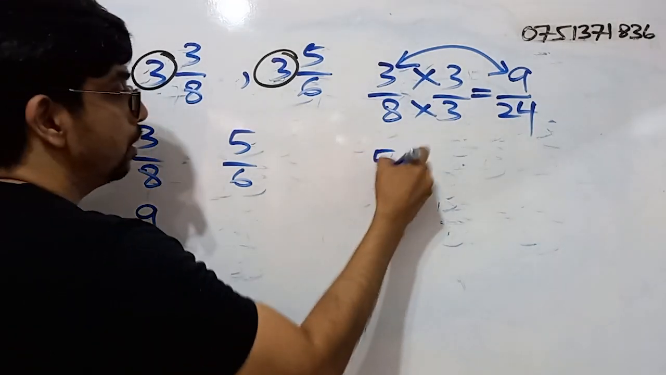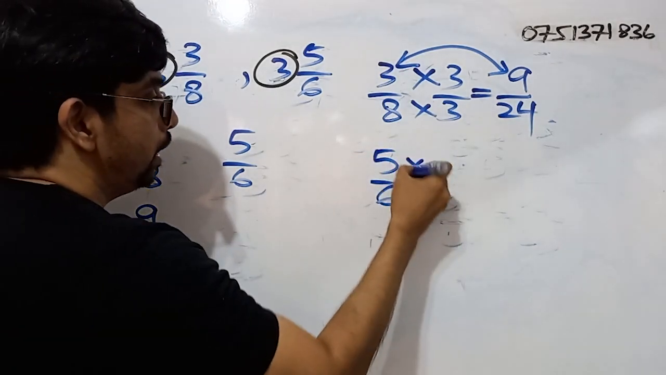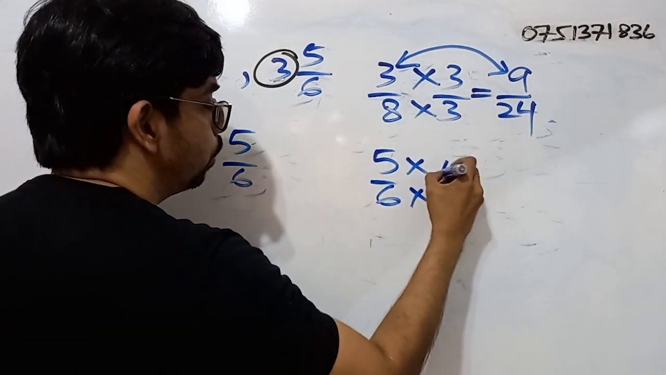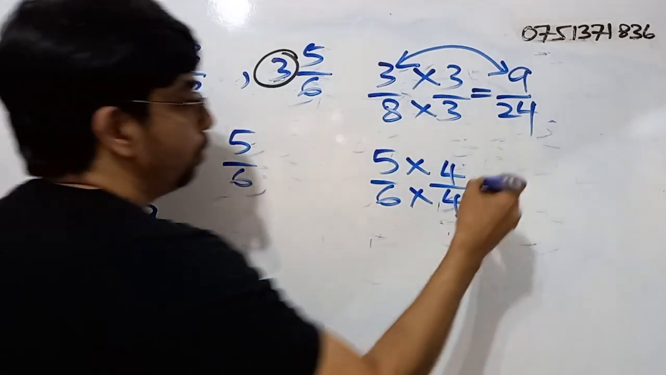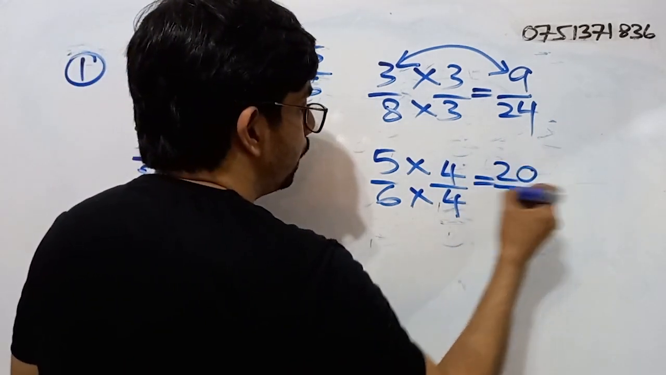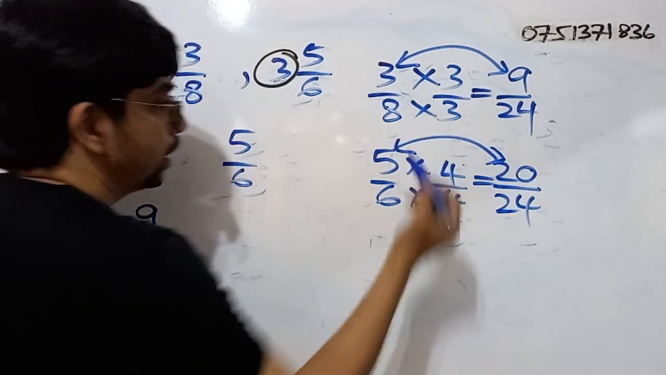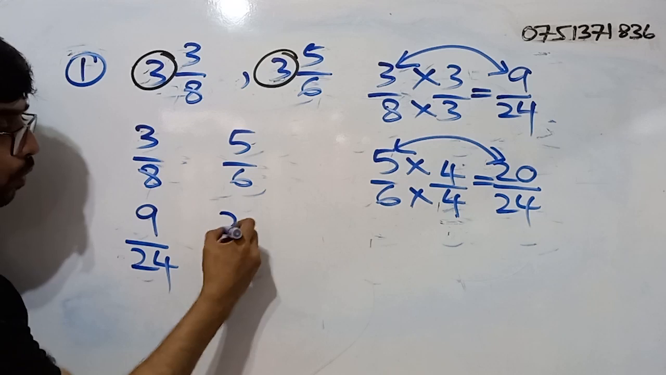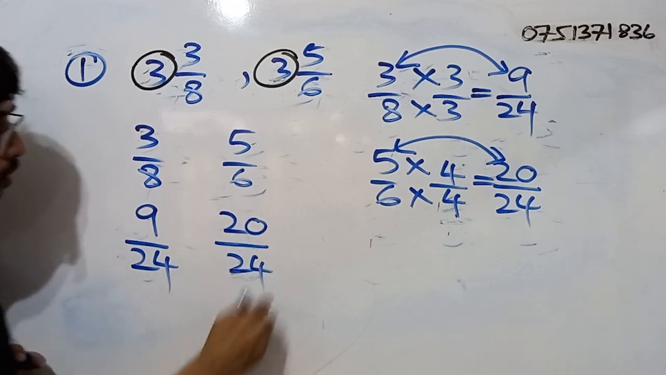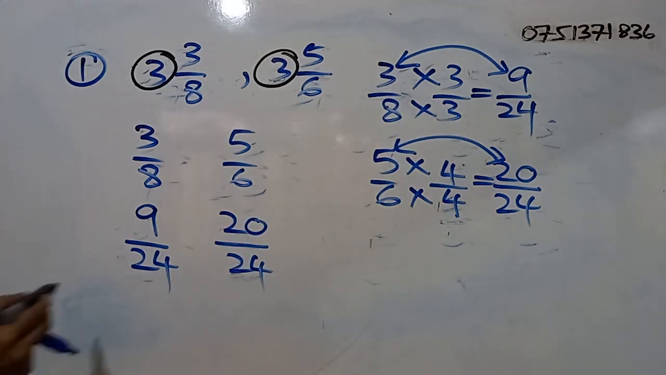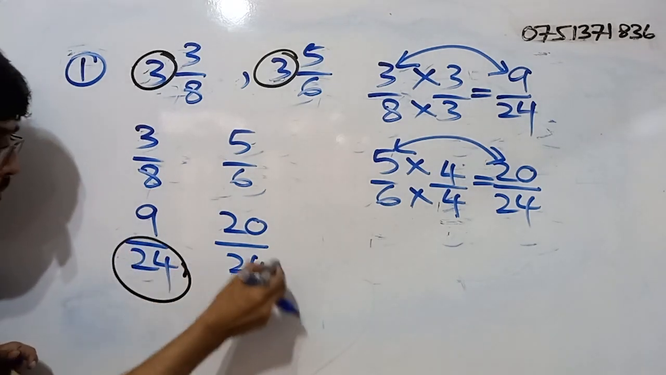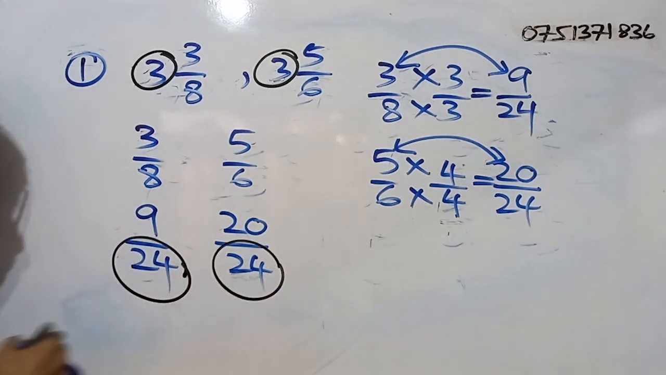What's the next fraction? 5 by 6. So here I have to multiply both the numerator and the denominator by 4. 5 into 4, we get 20. 6 into 4, we get 24. Now these two fractions are what? Equivalent fractions. So 20 by 24. Now what happens? Take a look at the denominators. Both of them are the same.